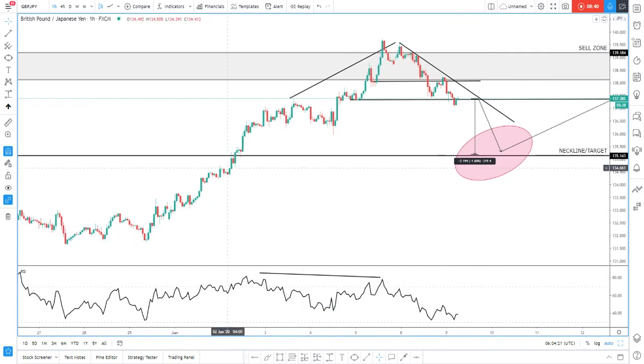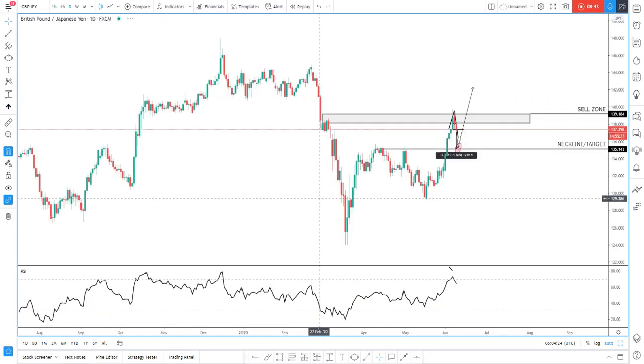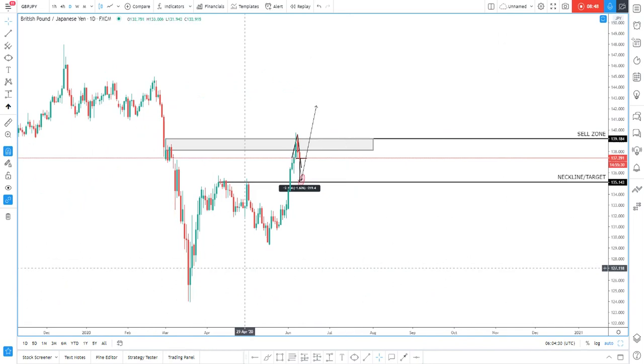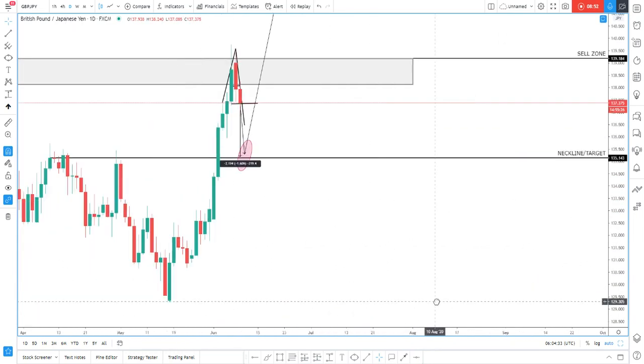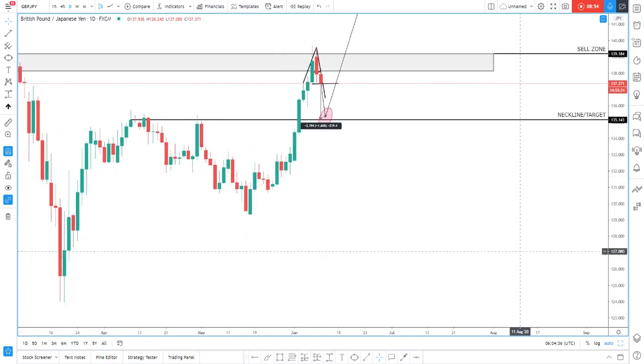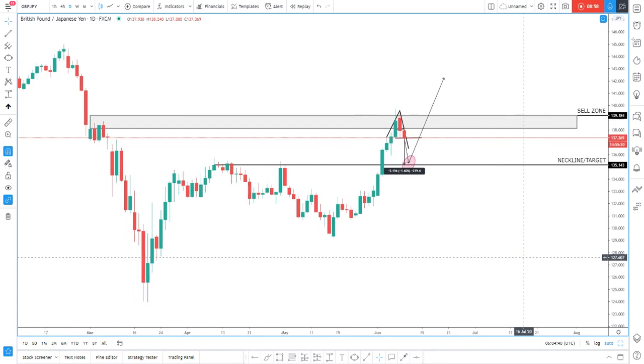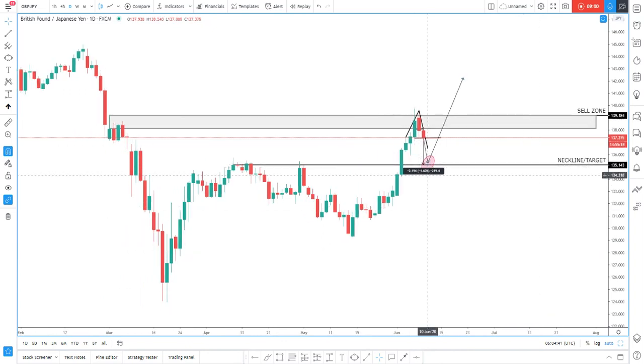So that is my sentiment on GBP JPY. It's to look for a short position firstly, then look to go long if the short position does happen. We look for a short position to the downside, then an opportunity to go long. So that is my sentiment on GBP JPY.